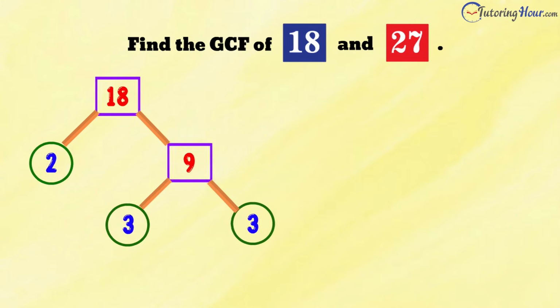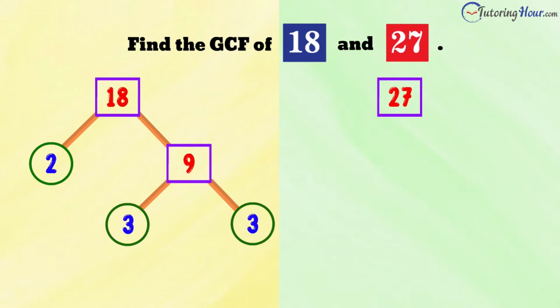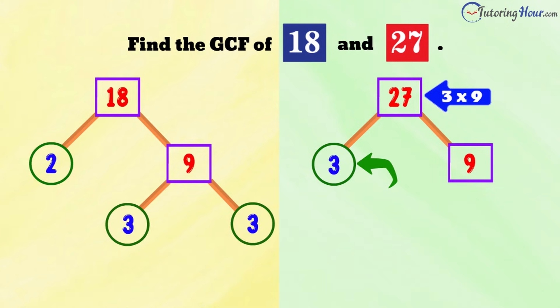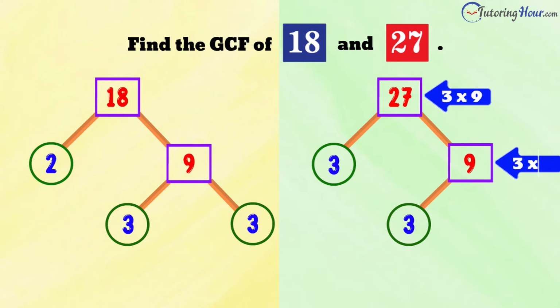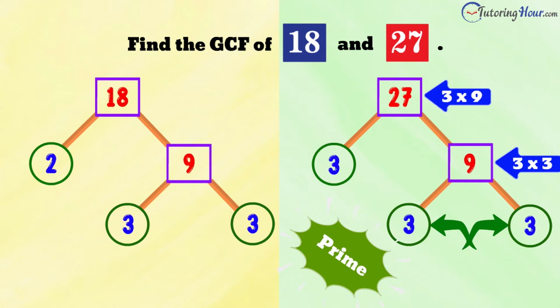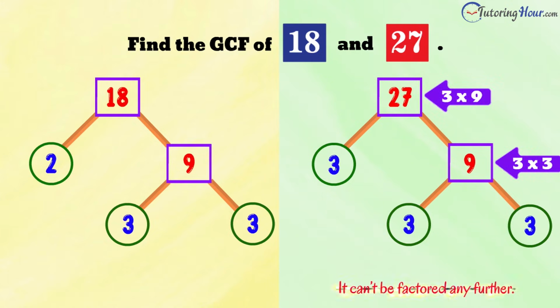We'll now find the prime factors of the number 27. We'll branch out 27 into 3 times 9. 3 is a prime number, but 9 is composite. We'll express 9 as 3 times 3. Now, 3 is a prime number and can't be factored any further.